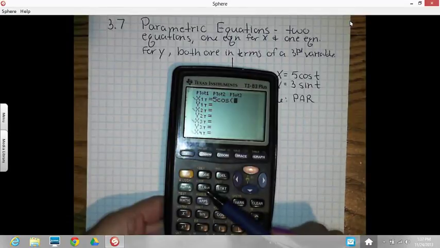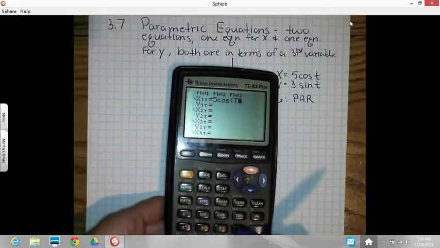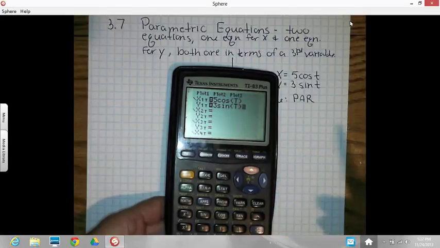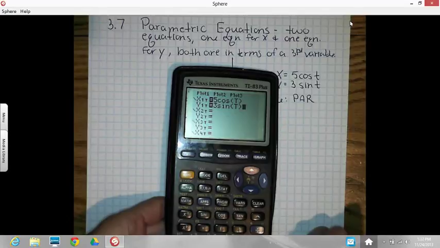And now when I go to hit my old x button, you see there's an x, t, theta, and n. These are for all the different modes that your calculator might be in. The t is for parametric mode. So when I hit that, I don't get the x this time, I get the t. And then 3 sine t. So it automatically knows by the mode which one of these variables to put in there.